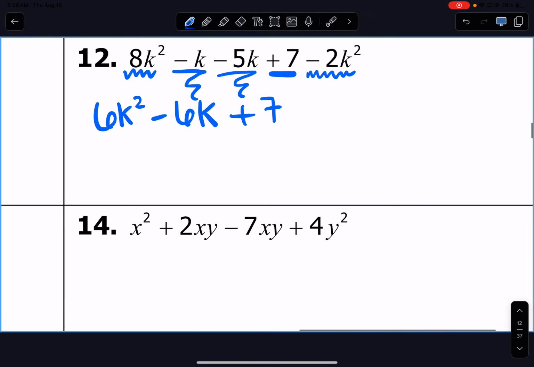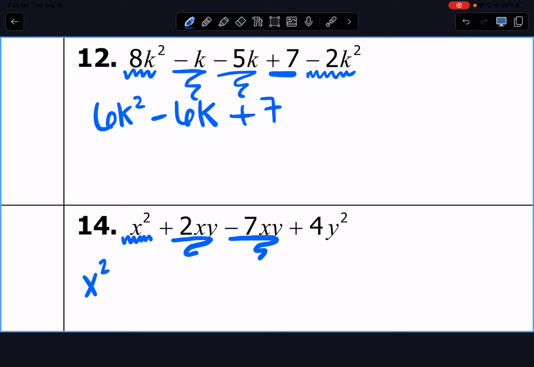All right, what about 14? Does 14 have any like terms? So if we have k, or x squared, now I'm doing it. If we have x squared, does that have any like terms? So we're going to put it first. Does 2xy have any like terms? What? So what is 2xy minus 7xy? Negative 5xy. Okay. Then at the end, does 4y squared have any like terms?